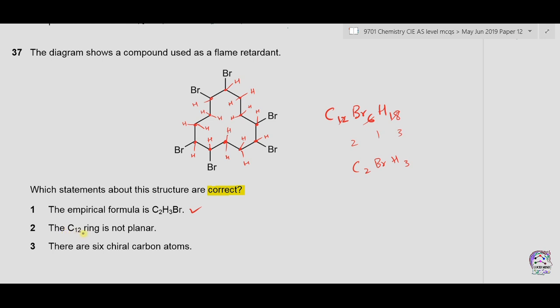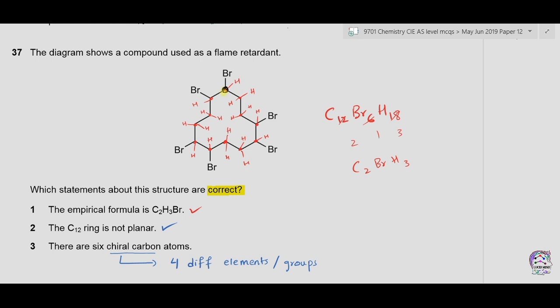Option 2 says the carbon 12 ring is not planar. Now this is quite a large ring, so in order to be stabilized it will be a twisted structure. So it is not planar. This is also correct. Option 3, there are 6 chiral carbon atoms. Let's find the number of chiral carbons. Now a chiral carbon is a carbon that is attached to 4 different elements or groups. Let's find out among these 12 carbon atoms which is attached to 4 different elements or groups.